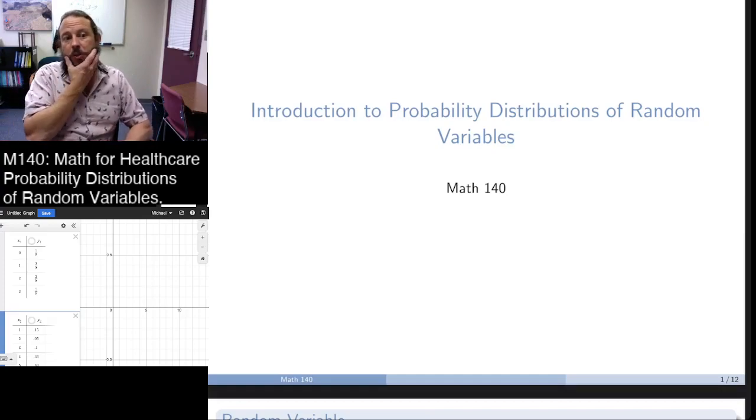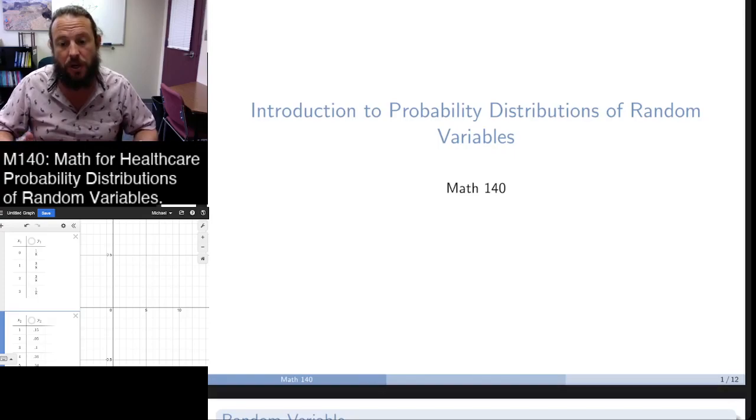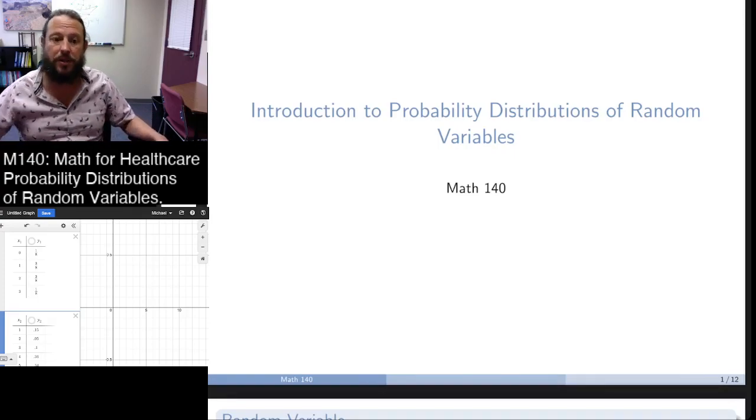Alright, so we're going to be using what we learned previously to understand these probability distributions rather than just single probabilities.